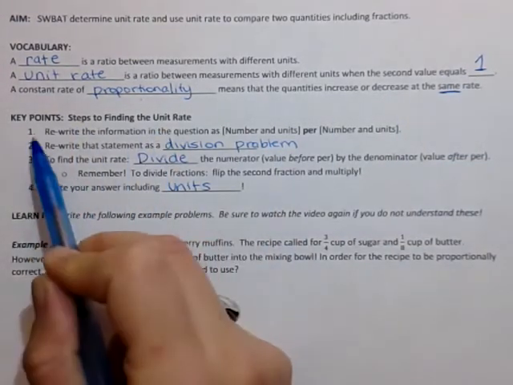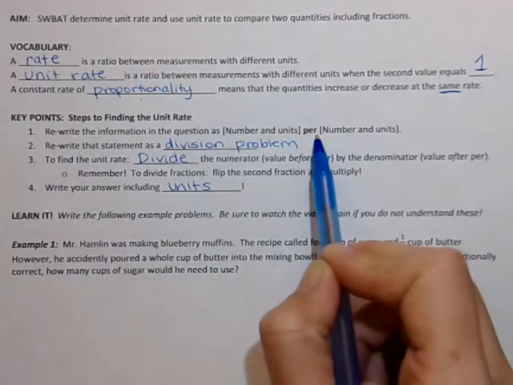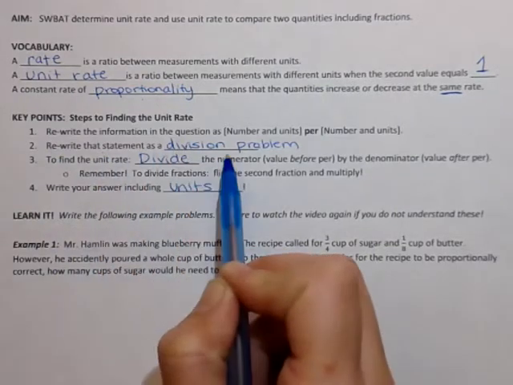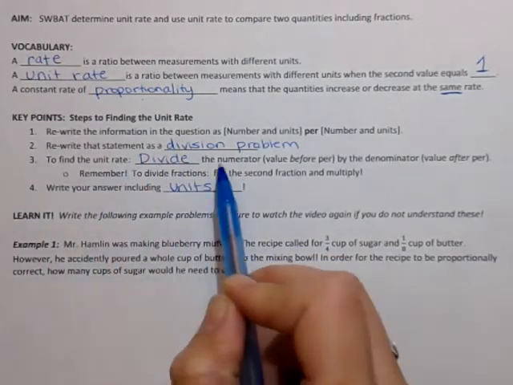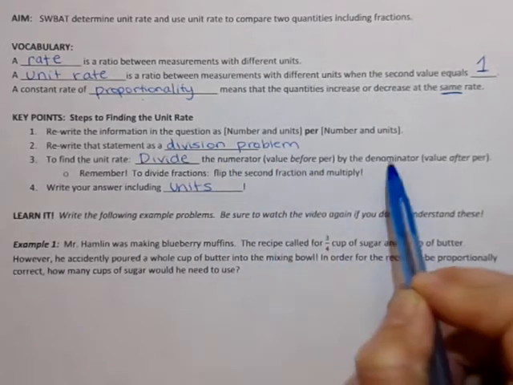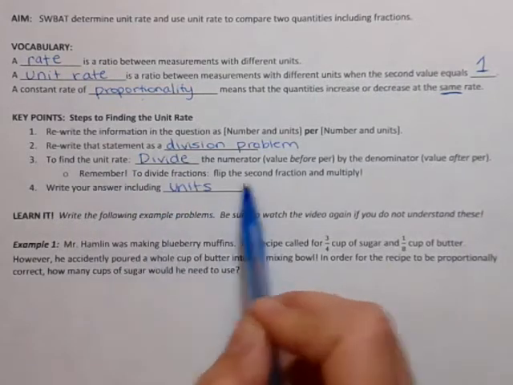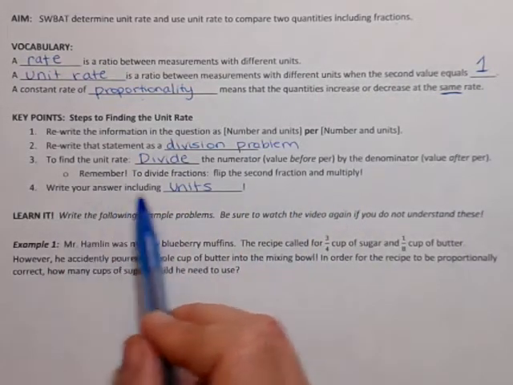Key points. Steps to find a unit rate. This is the same as yesterday. Step 1, rewrite the information in the question as number in units per number in units. Number 2, rewrite that statement as a division problem. Number 3, to find the unit rate, divide the numerator, that's the value before per, by the denominator, the value after per. Remember, to divide fractions, flip the second fraction and multiply. Write your answer using units.